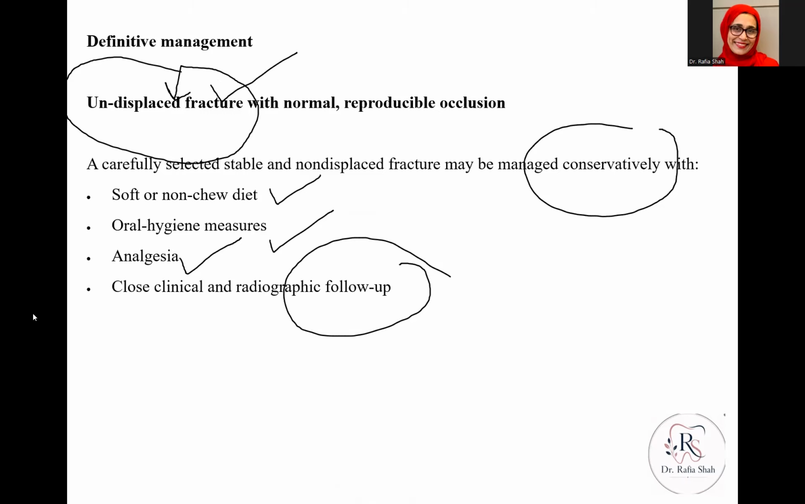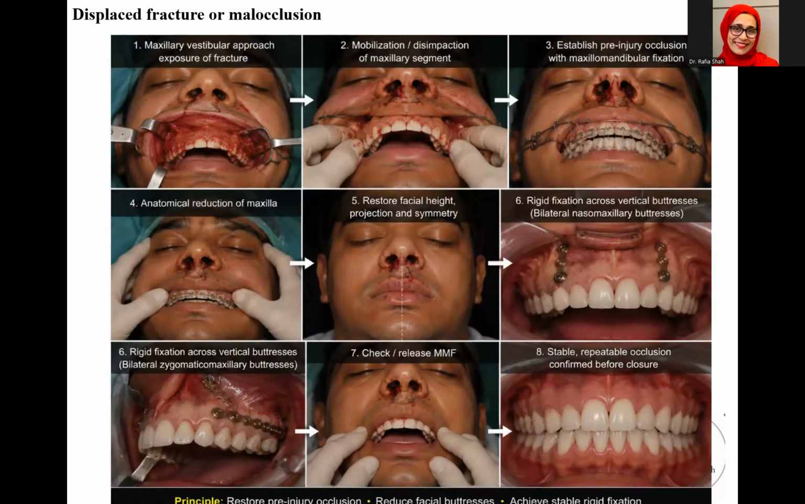But when the fracture line is displaced and the maxilla is mobile, then you need to have proper treatment. First of all, you need to go for a surgical approach in order to expose the fracture region. Then we place this mobile maxilla via disimpaction into its proper position, keeping the occlusion of the patient in mind. Once we place the maxilla properly, we obtain the proper occlusion of the patient, and we seal the occlusion by means of intermaxillary fixation.